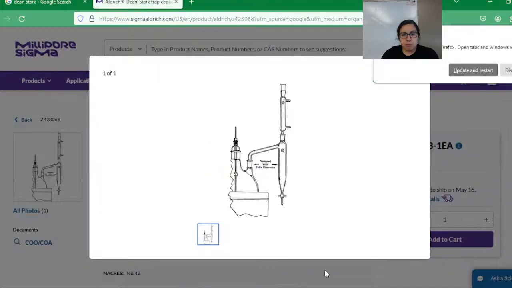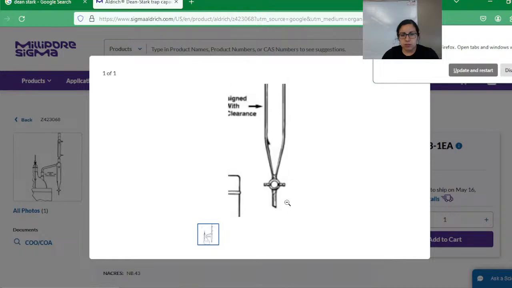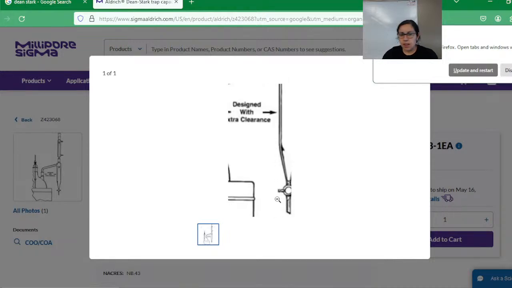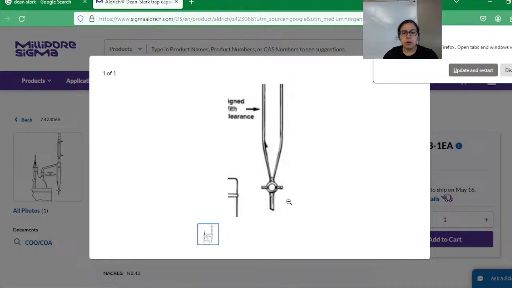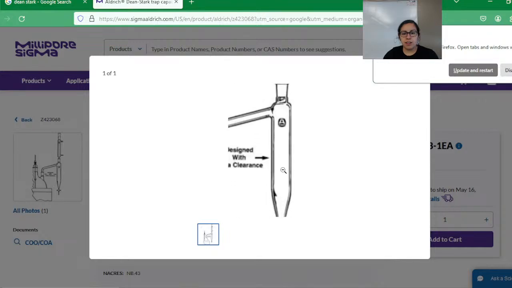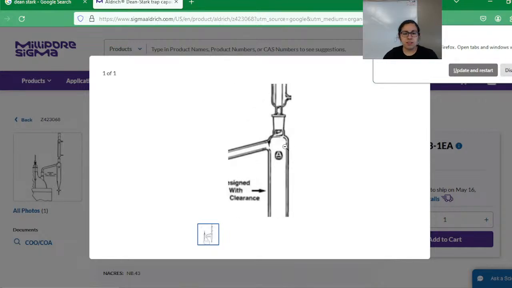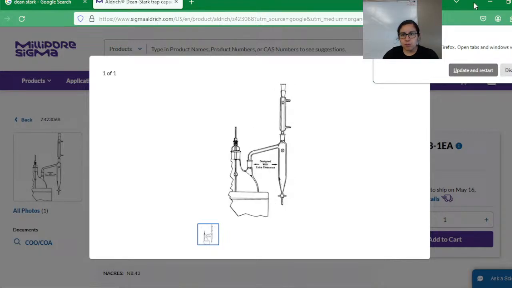And so some of these get really fancy too, so notice this one has a little stopcock there at the bottom. That's actually if you release so much water that you need to drain it a little and keep going essentially. So that's what that is for.